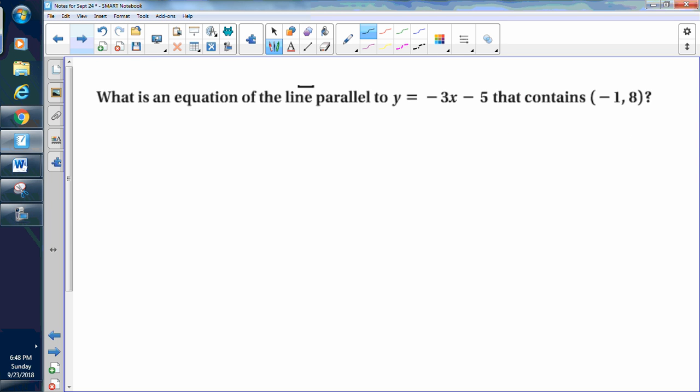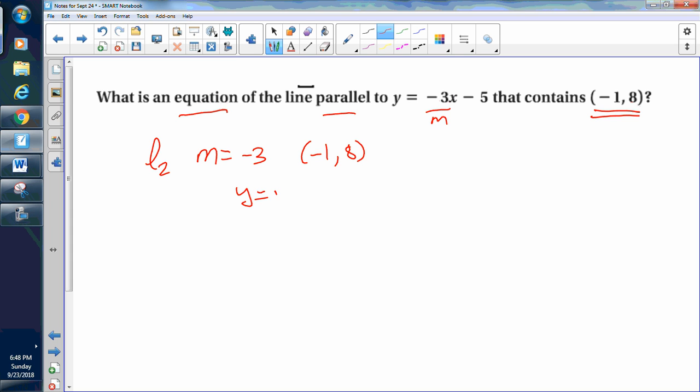Now in terms of writing equations, here we have a line, y equals negative 3x minus 5, and we want to write the equation for another line that contains this point, negative 1, 8. And it needs to be parallel. So our second line needs to be parallel, so its slope has to equal this slope. And the slope here is negative 3. So our line has to have a slope of negative 3. And it has to go to the point negative 1, 8.